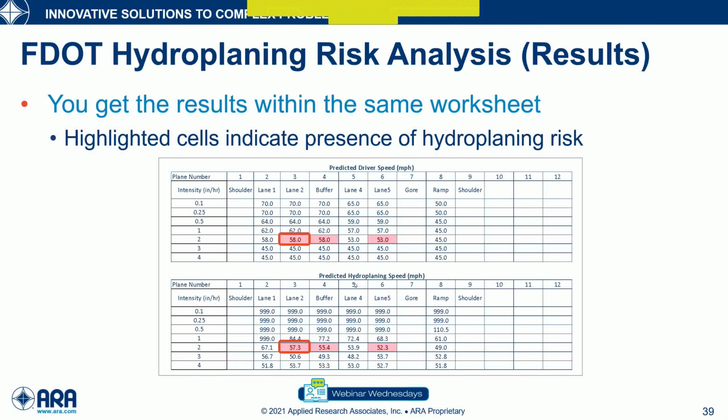So remember, the hydroplaning speed is how fast we can go before experiencing hydroplaning, and this is the predicted driver speed under a certain rainfall event. In this example on lane 2, we are saying that you can go up to 57.3 miles per hour before experiencing hydroplaning, but we expect that drivers are going to go at 58 miles per hour, which means the drivers are going faster than the predicted hydroplaning speed, which represents an elevated risk of hydroplaning.